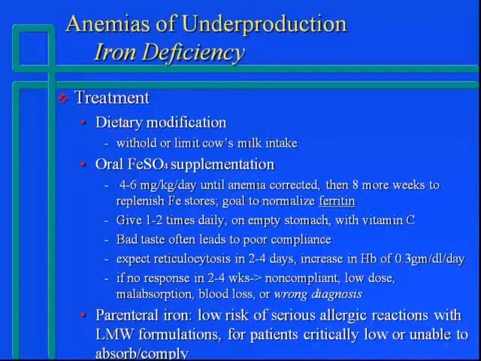If the patient is complying and the diagnosis is correct, we can see a reticulocytosis within a couple of days and an increase in hemoglobin of 0.3 grams per deciliter per day. If there's no response at all in 2 to 4 weeks, we need to consider noncompliance, too low a dose of iron, which is a very common issue that I see, malabsorption for some reason, or ongoing blood loss, or that this is not the correct diagnosis as the cause of the patient's anemia.